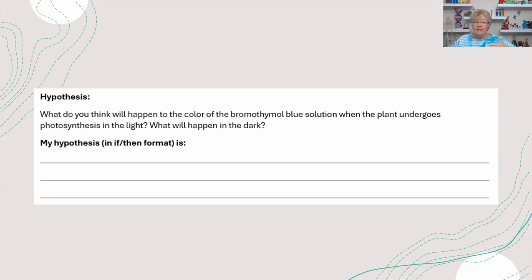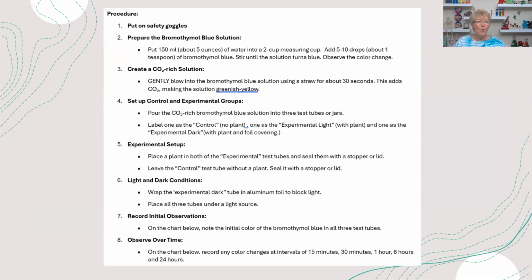Excellent. Yep. So now that we know our independent variable, that's our if, and our dependent variable, that will be our then, we could come up with a hypothesis. If a plant is placed in bromothymol blue and placed in the light, then the solution will change color from yellowish green to blue, or from blue to yellowish green, or whatever we think is going to happen. All right, so that's a possible hypothesis for that one.